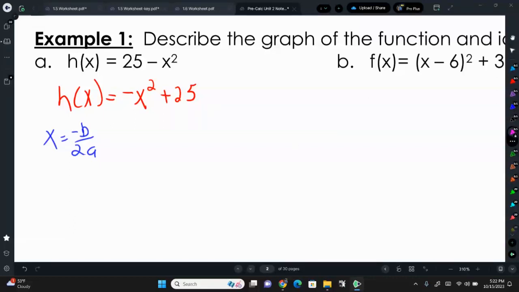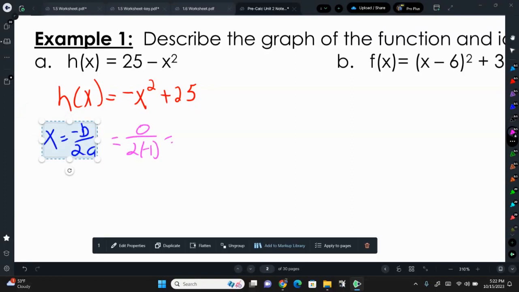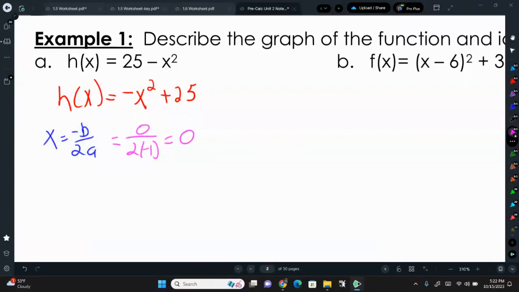Our b value is 0 because we don't have an x to the first power. So 0 over 2 times negative 1 is 0. So the x-coordinate of the vertex is 0. And then if we plug that back in, negative 0 squared plus 25, we get 25. So our vertex is at 0, 25.